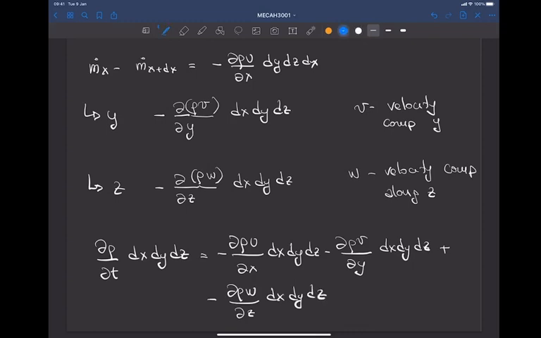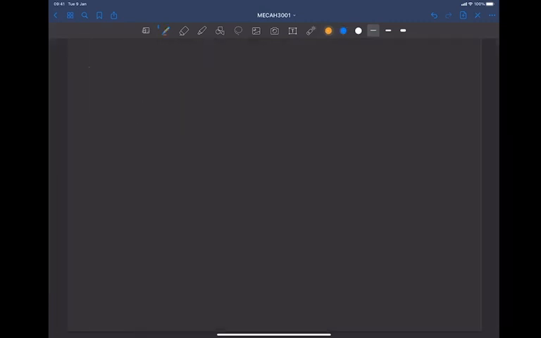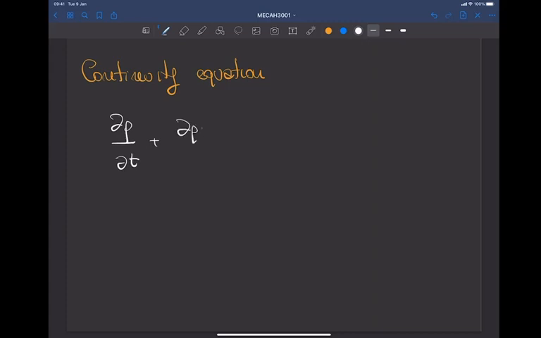Okay, of course you see that on the right and left side you always have this term dx dy dz, which is your volume, and so you can simplify that and you finally get this expression for the continuity equation, which is the derivative of rho with respect to time plus d rho u with respect to x plus d rho v with respect to y plus d rho w with respect to z equal 0.